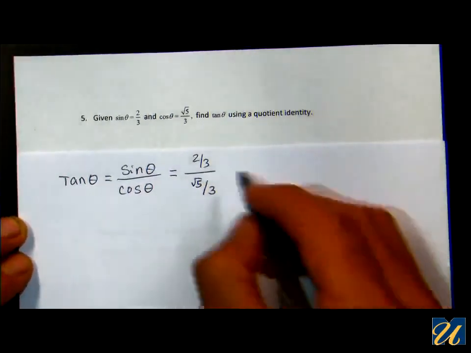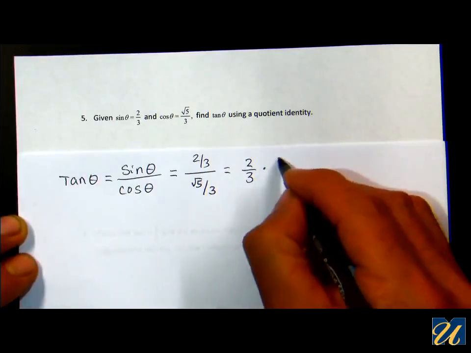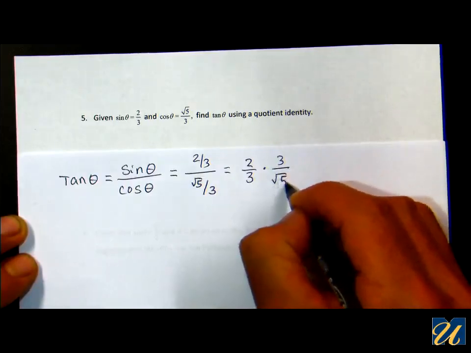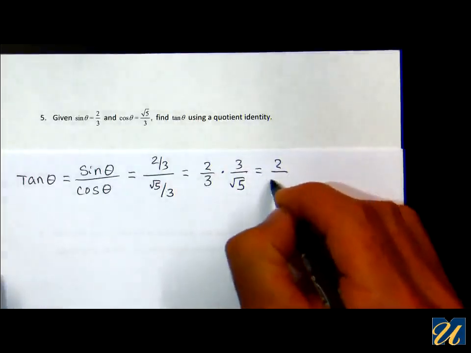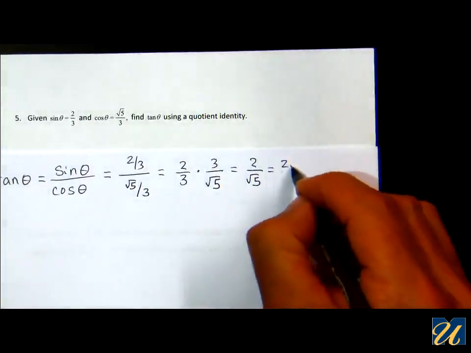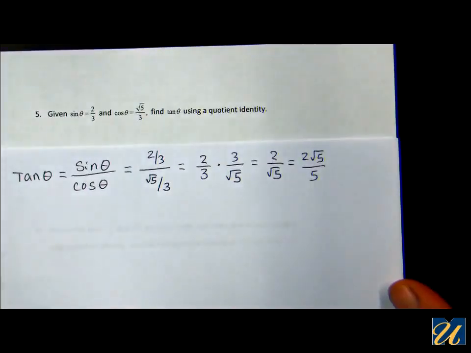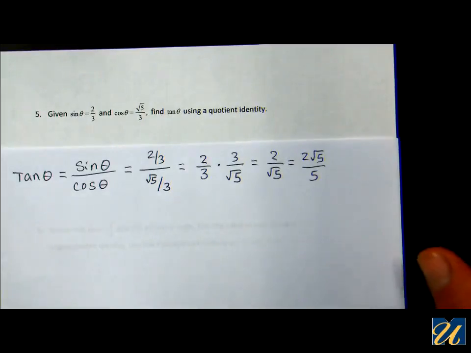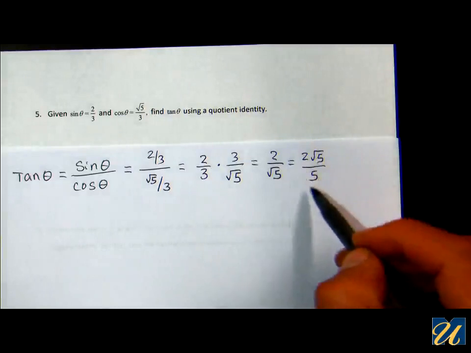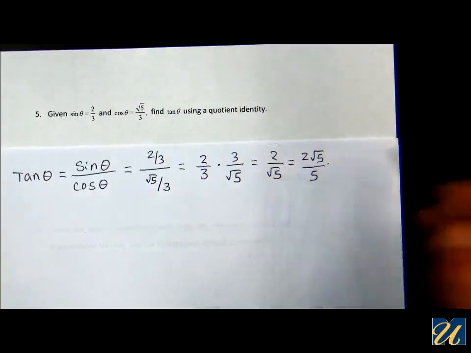Okay, so we simplify that complex fraction, numerator times reciprocal of denominator, 3 over root 5. We'll end up with 2 over root 5. Multiplying top and bottom by root 5 will rationalize, or remove the square root from the bottom, and we'll have 2 root 5 divided by 5. So that's how we get the tangent. Now, if by chance you wanted the cotangent, if you reciprocate this, you'll have to rationalize again. If you reciprocate this one, you're done. Root 5 divided by 2.